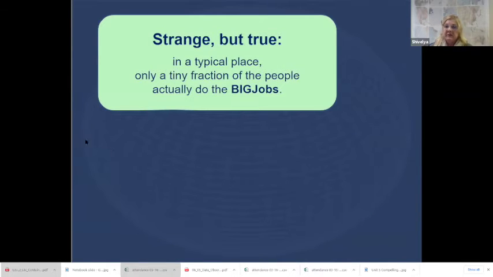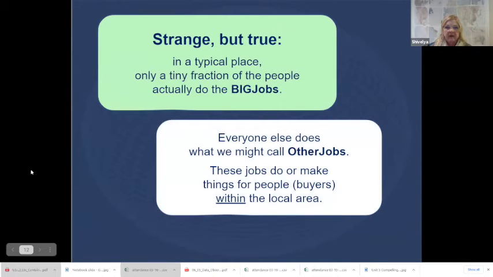But pretty typical, usually there's only a small fraction of the people actually doing the big jobs. Everyone else is doing those jobs that we call just other jobs, which are important, but they're getting paid and they're buying things within their community.